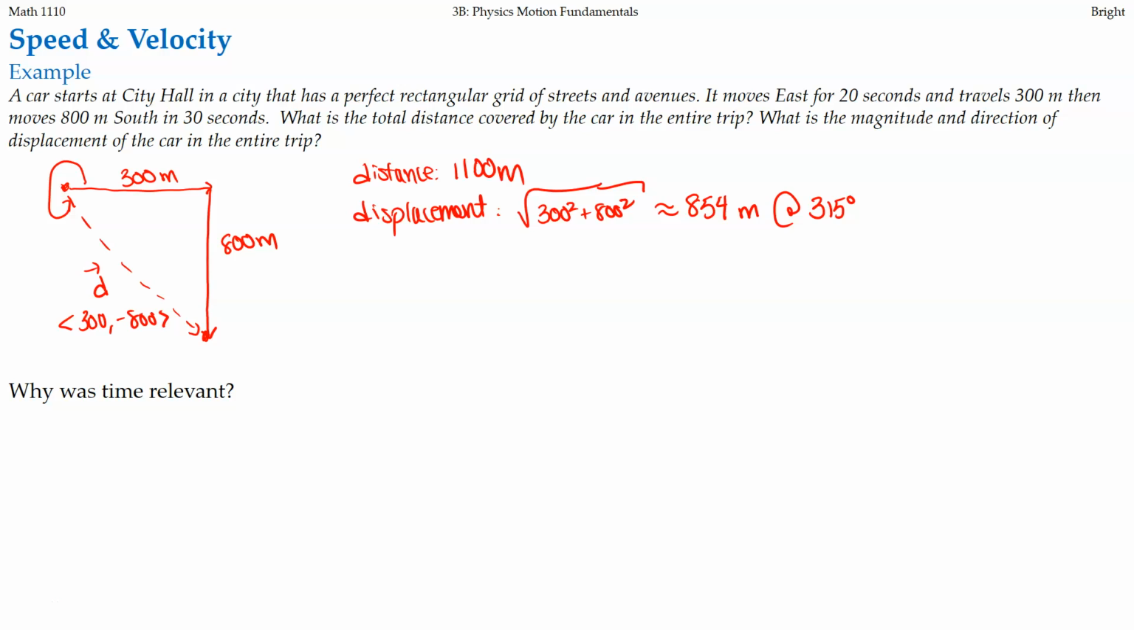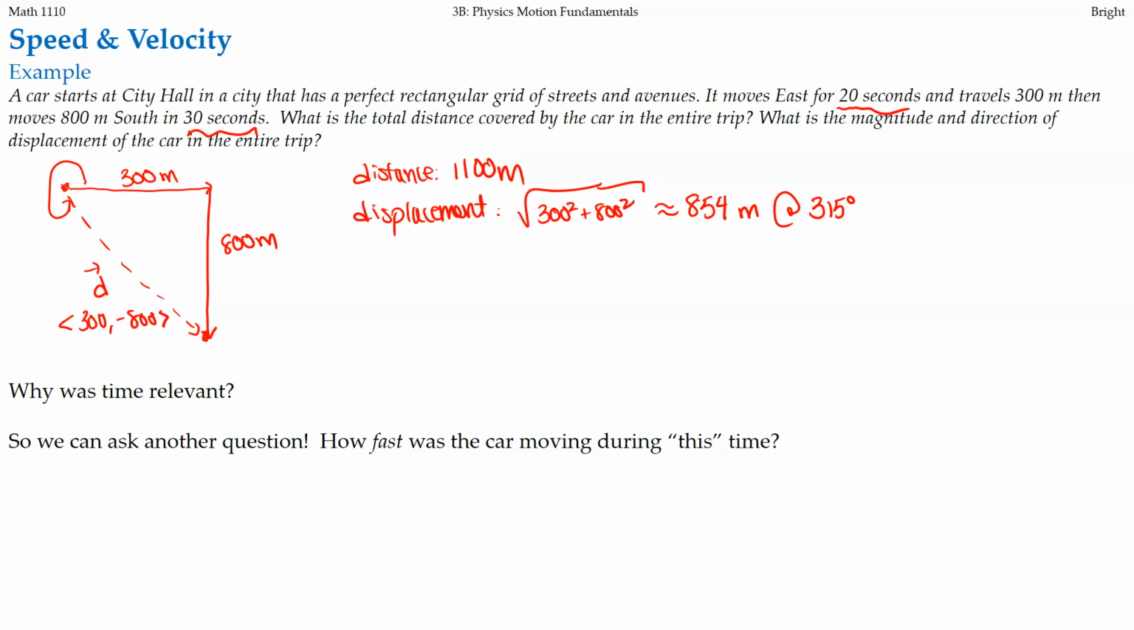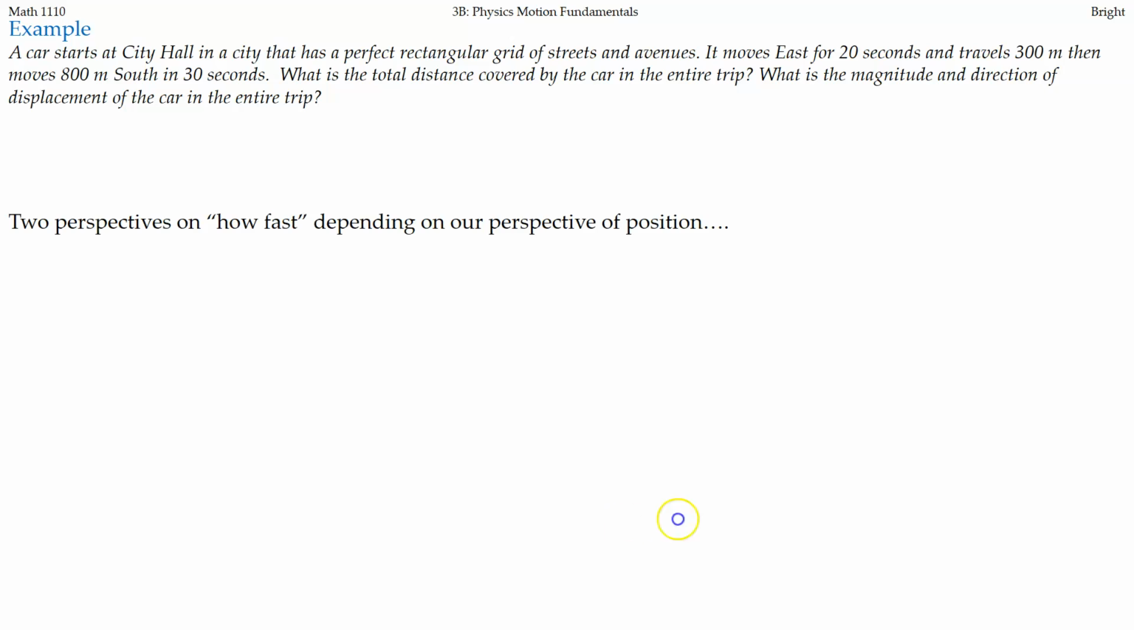Next, the only thing that I wanted to point out is that we didn't use time, right? So it said 20 seconds, 30 seconds. Why was that needed? Maybe it's useful to ask another question about how fast the car was moving during "this" time. The "this" is in quotes because we don't know which time, or which part of the journey, we're referring to. So what we're going to do next is look at two perspectives on how fast the car was traveling.